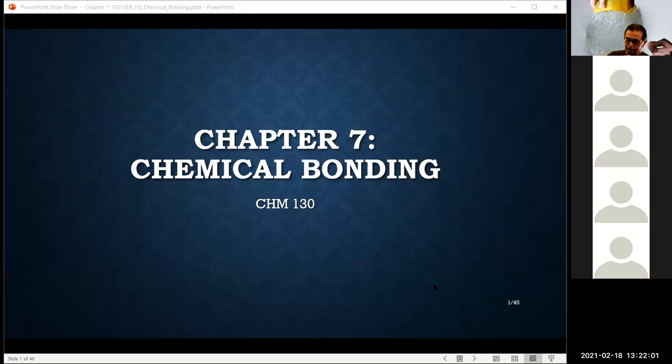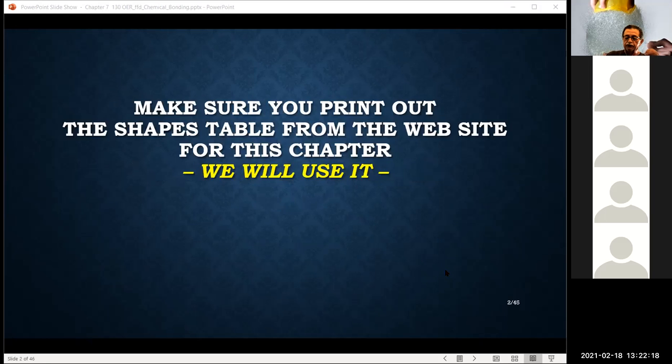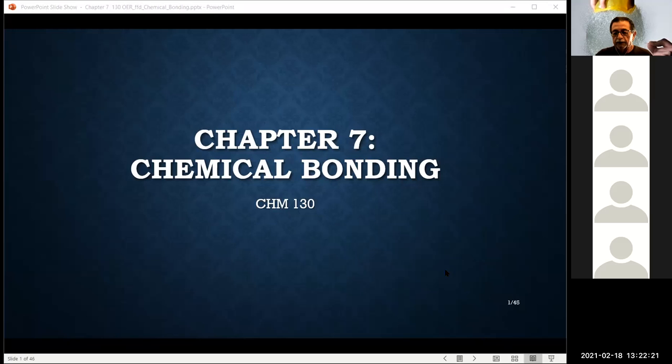Chapter 7 deals with chemical bonding. There are two types of chemical bonds that we're going to study, two types of all the chemicals that are out there. Type number 1 is a bond between a metal and a non-metal. You're familiar with one example right now: table salt, sodium chloride. The other type of bond is between two non-metals.